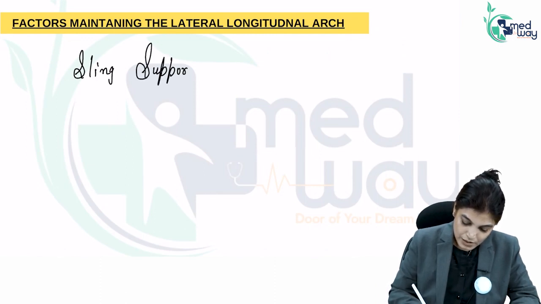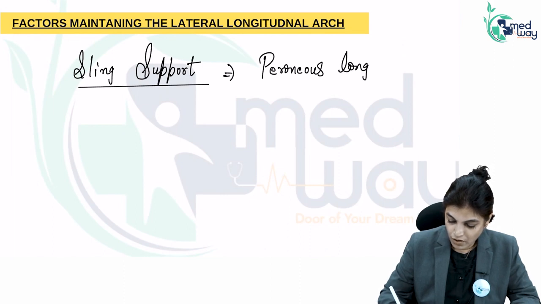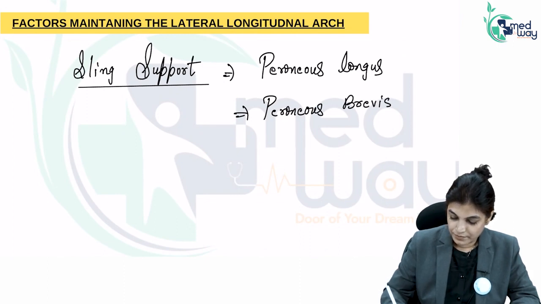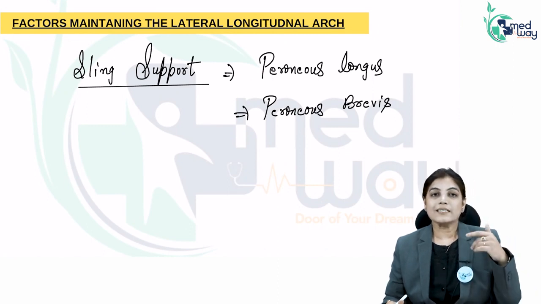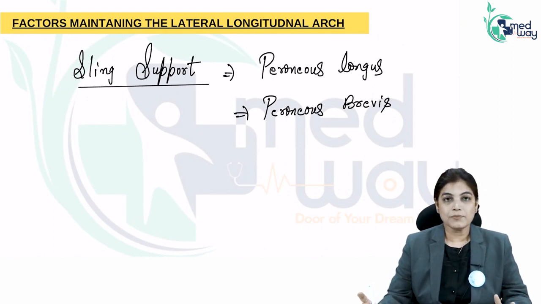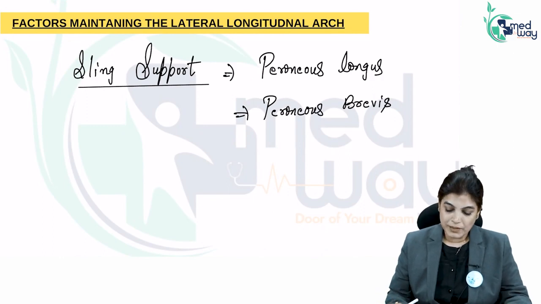The sling support of the lateral longitudinal arch is given by the tendons of two muscles, the peroneus longus muscle tendon and the peroneus brevis muscle tendon. Peroneus longus, as you have seen in the diagram, traverses from the lateral aspect, grooving the cuboid bone, and ultimately attaches to the first metatarsal base and the adjoining cuneiform, and peroneus brevis attaches to the fifth metatarsal.